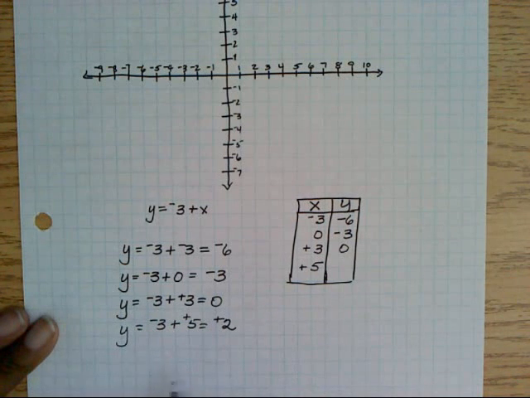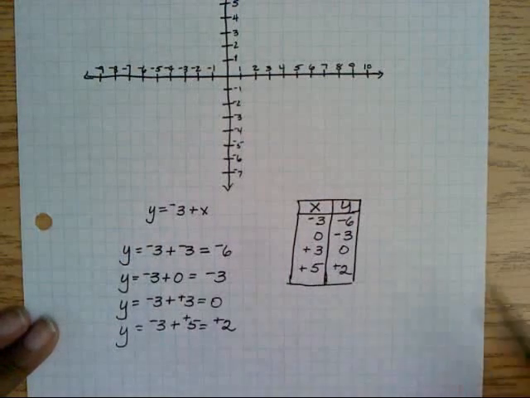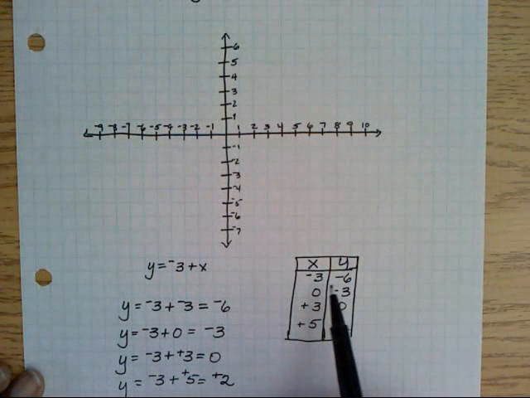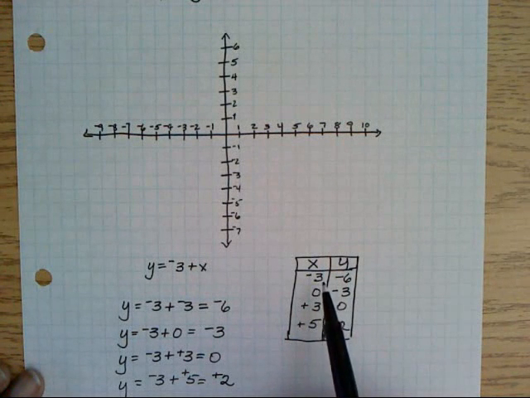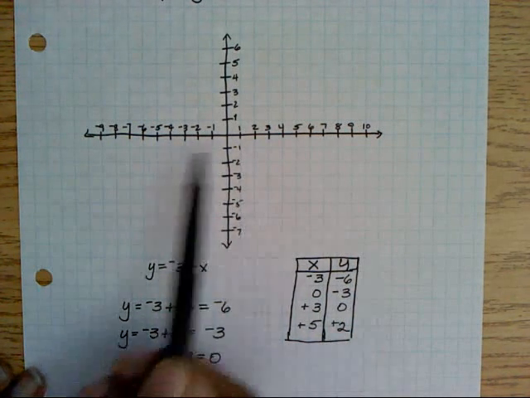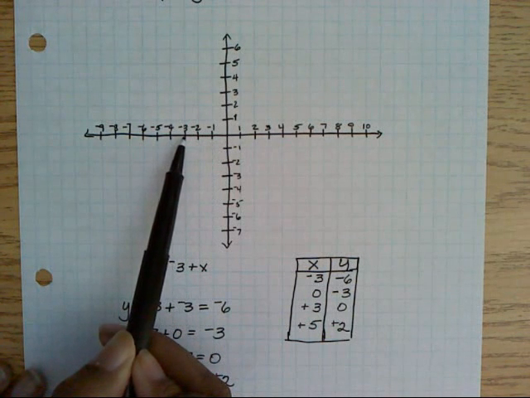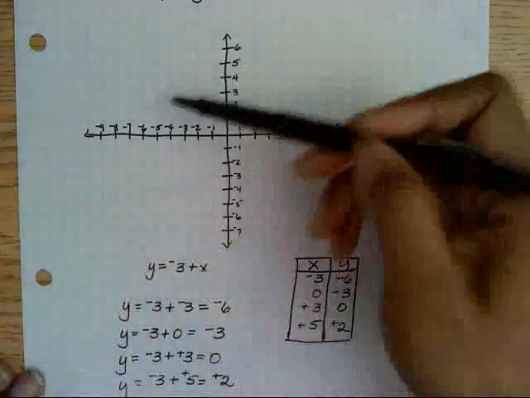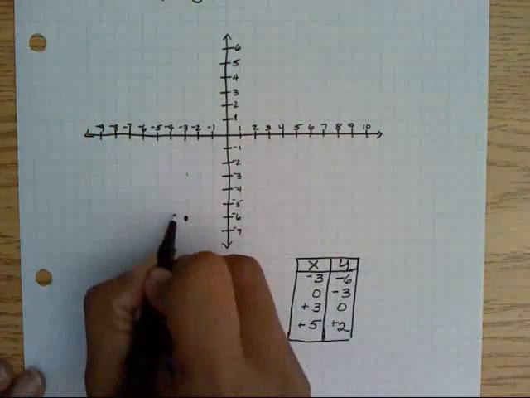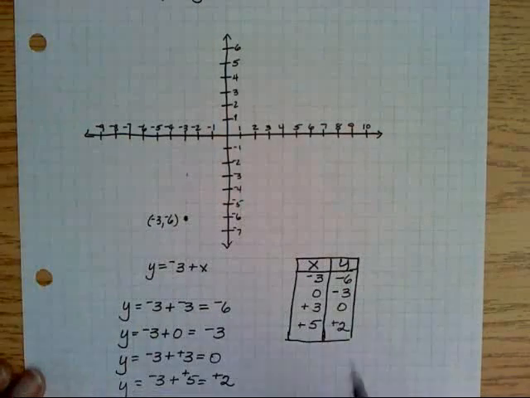Our next value for x is 0. Negative 3 plus 0 equals what? Negative 3. So when x is 0, y equals negative 3. When negative 3 plus positive 3 equals 0, very good. So when x equals positive 3, y equals 0.